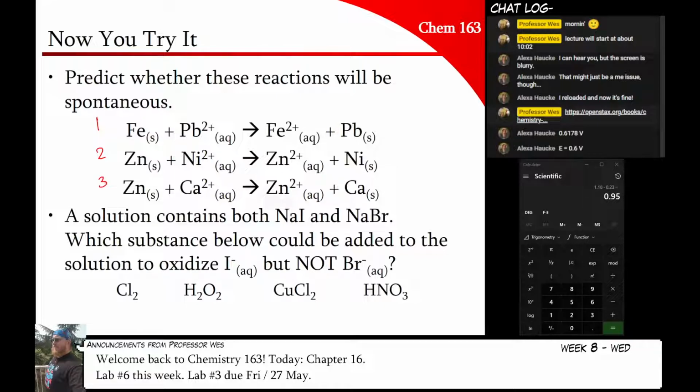And then down at the bottom here, I have a solution that contains both sodium iodide and sodium bromide, which would oxidize only the iodide but not the bromide. Now, in order to do that, you're going to need the standard reduction potential table for both iodide, bromide, and each of these things. And so you're going to have to figure out which one will oxidize iodide, but then the oxidation of bromide would be non-spontaneous. So you might have to write a little bit out to figure out how to do that, but we'll go over that answer in just a little bit.